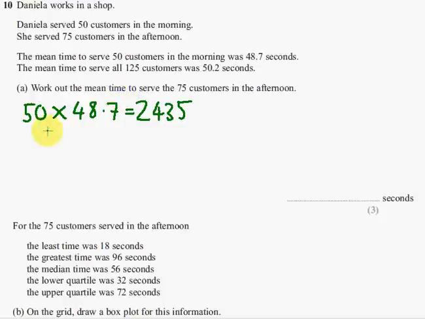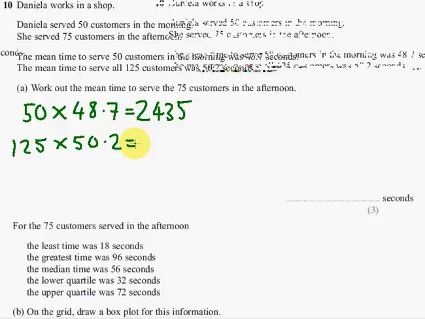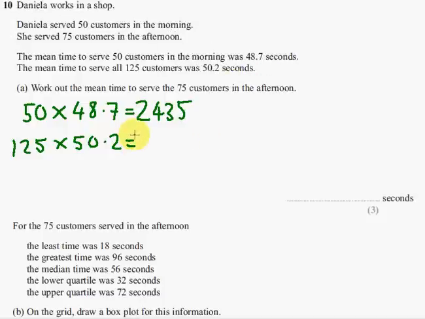Now, all 125 customers on average took 50.2 seconds each. So if we did 125 times 50.2 seconds, that would give us a total time that it took to serve every single one of those customers. So that's going to give us 6,275 seconds.